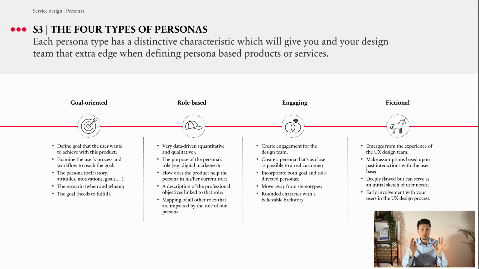So, we have now arrived at the 4th and final type of persona, named the fictional persona. The fictional persona does not emerge from any user research, unlike the other personas. It instead emerges from the experience of the UX design team. It requires the team to make assumptions based upon past interactions with the user base and products to deliver a picture of what a typical user could look like.